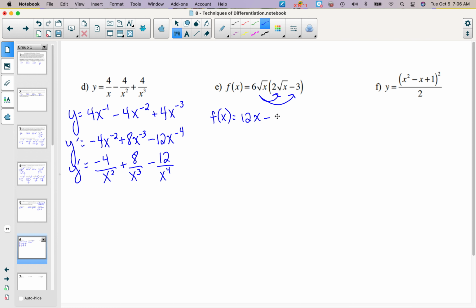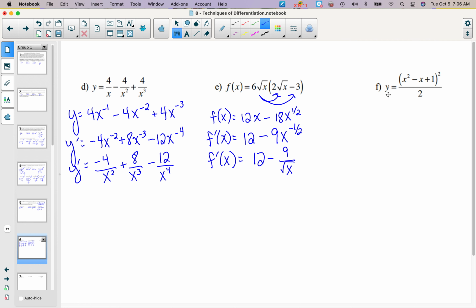And then here I'm going to have negative 18, and it's going to be 18 square root of x, but I'm going to write it as x to the 1/2. Because now notice I have it set up to use the power rule with the sum and difference rule, kind of combining all those rules together. So we get f prime of x equals 12 minus half of 18 is 9, x to the minus 1/2. And if we wanted to write that only using positive exponents, I'll just flip that back underneath my square root, and so we get that answer.